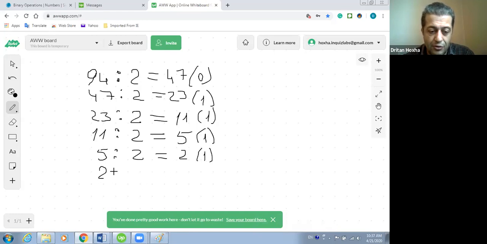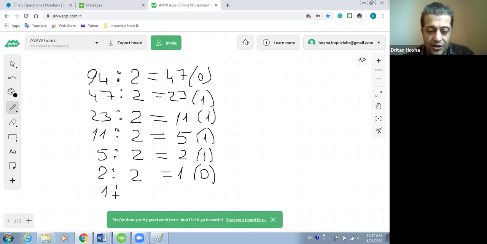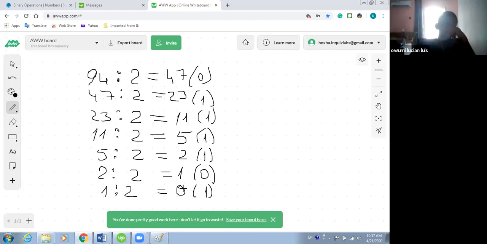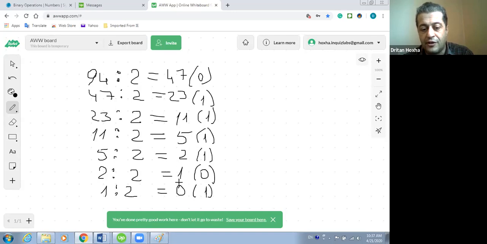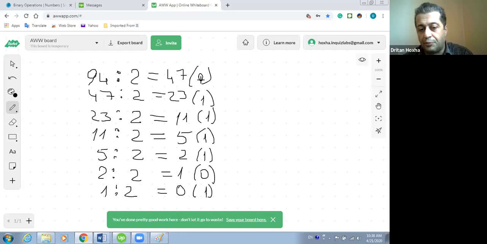Again, 2 divided by 2 equals 1. The remainder is 0. And 1 divided by 2, the quotient is 0, and the remainder is 1. So we are going to finish not here, but here, when the quotient is 0. So the number should be written from the bottom to the top. We are going to write this number starting from the bottom.